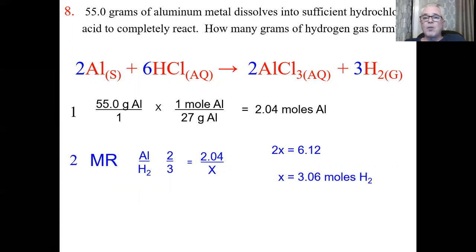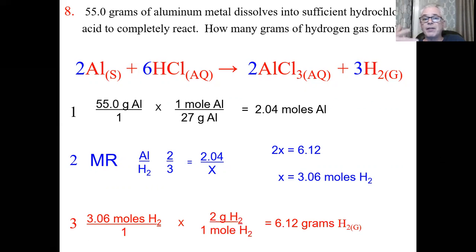The question's not moles of hydrogen, though. There's a lot of equal signs, right? You got to pay attention. You can't get lost. You got to write big. You got to use your units. 3.06 moles of hydrogen. The question is, how many grams? So in the last step, we're going to take 3.06 moles of hydrogen, which is our new starting point. We're going to multiply it by the molar mass of hydrogen. It's 2 grams per mole because it's H2, and the answer comes out to be 6.12 grams of H2 gas.